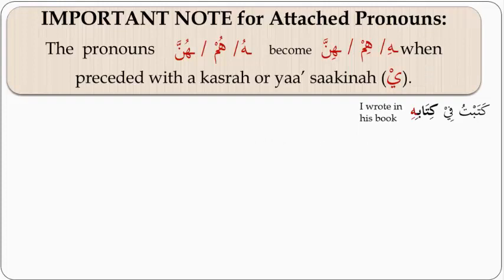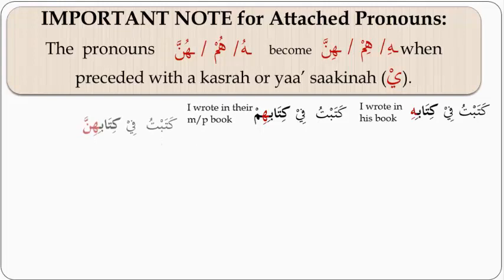Now let us see if we can translate the other one. Katabtu, again it means I wrote. Fi, again, kitab means a book. When it is attached to the damir, the attached pronoun, it becomes kitabihim. Katabtu fi kitabihim. This is the plural. Katabtu fi kitabihim. I wrote in their book. I wrote in their masculine plural book.